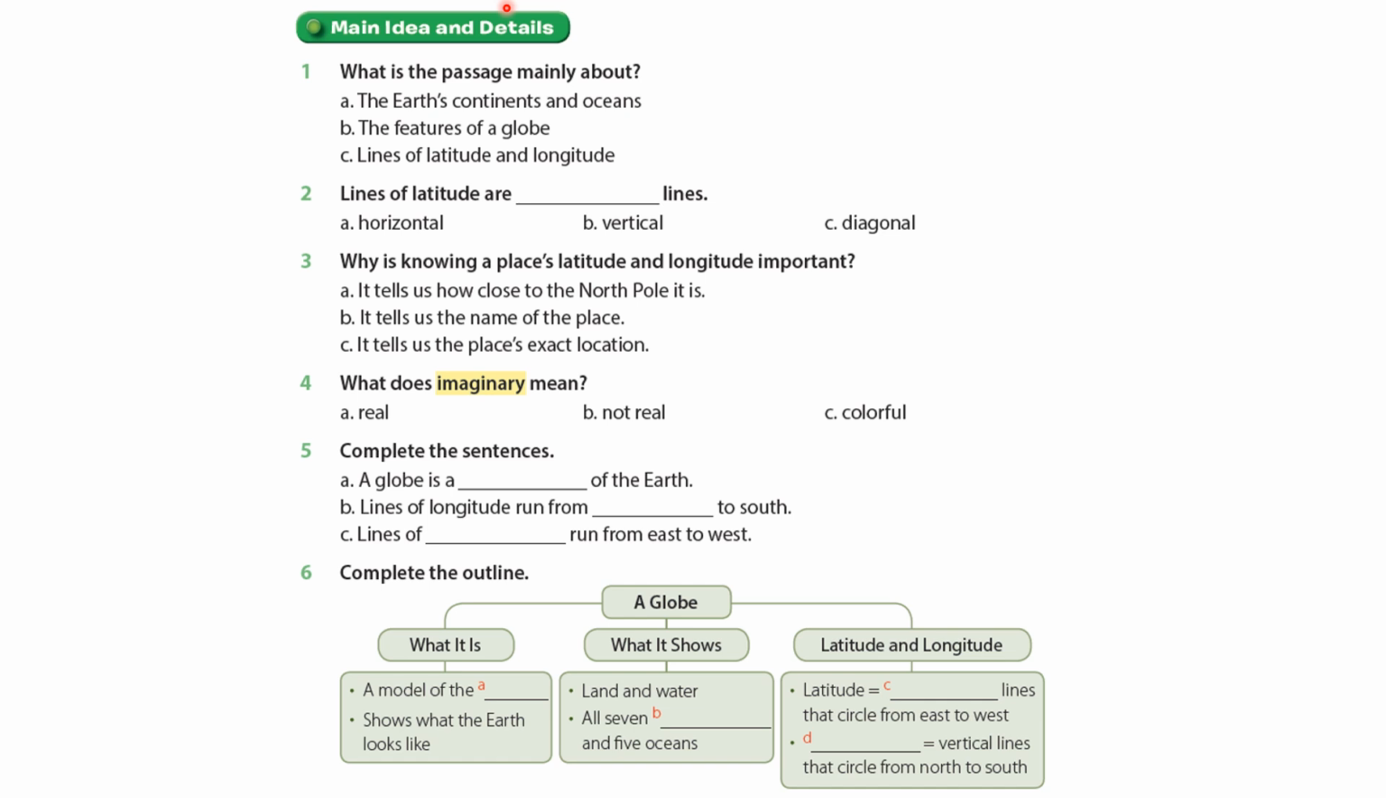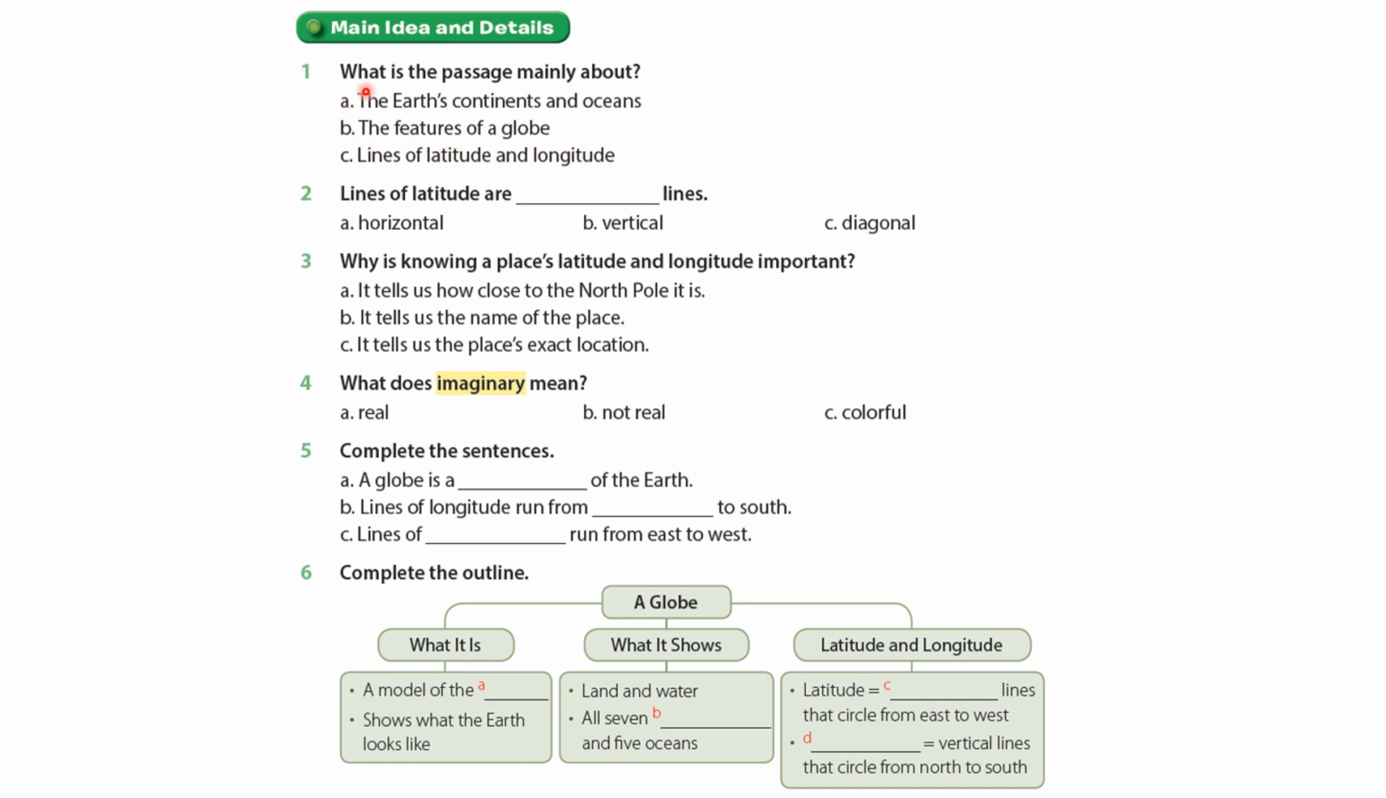Let's first take a look at the first answer. First question, guys. So question number 1, it says, what is the passage mainly about? A, the Earth's continents and oceans. B, the features of a globe. C, lines of latitude and longitude.